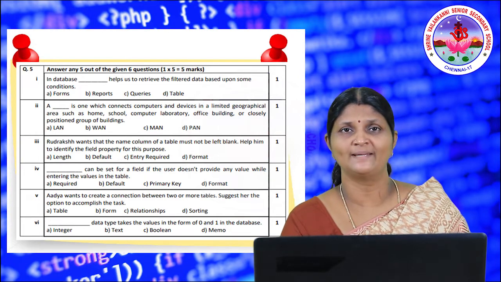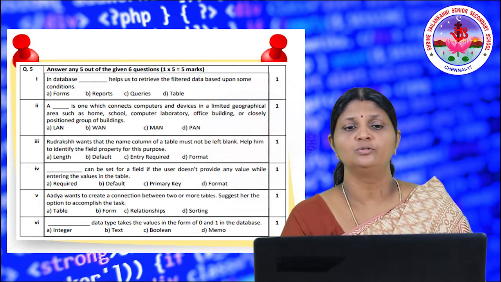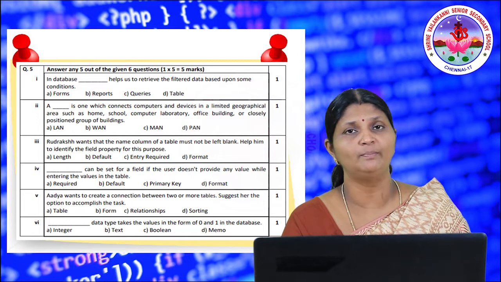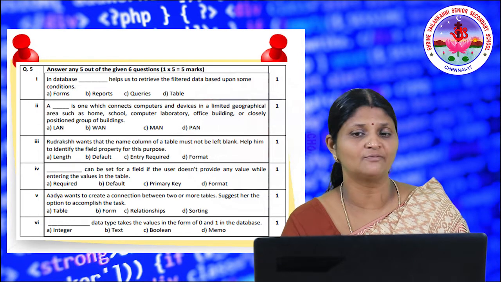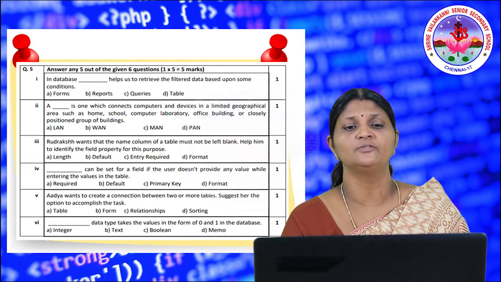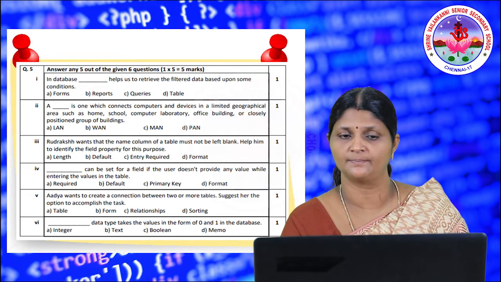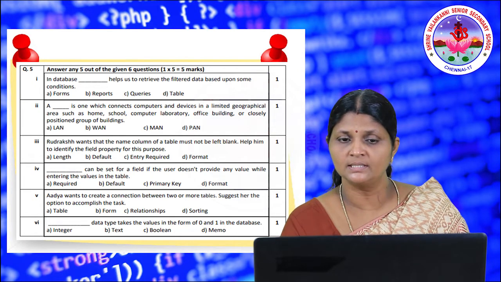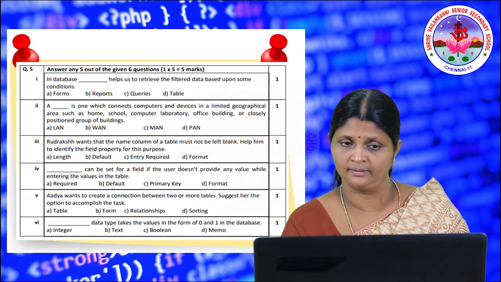Under fifth question, third subdivision, Rudraksh wants that the name column of a table must not be blank. It should not be left blank. Help him to identify the field property for this purpose. Length, default, entry required, format. So what is it? It is entry required.